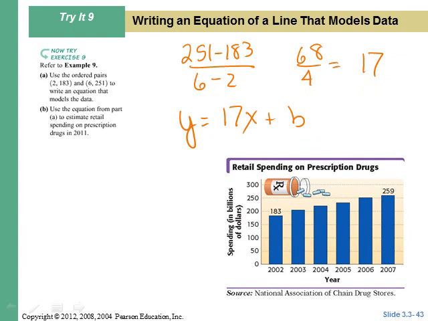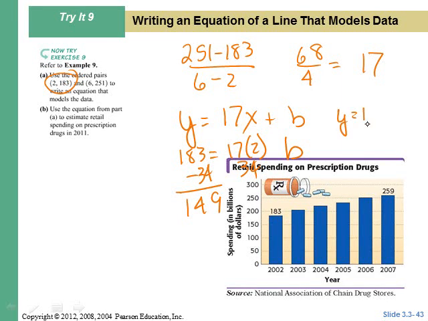Let's substitute in one of our 2 points. Let's do this one. 183 equals 17 times 2, which is 34. Subtract 34 from both sides. B equals 100. This is 9. 7 minus 3 is 4. 149. So y equals 17x plus 149. And how much would it be in 2011?